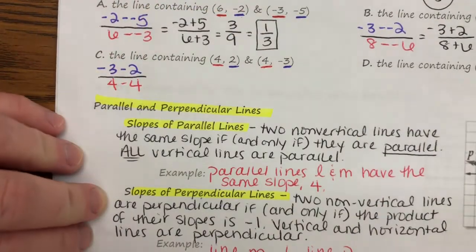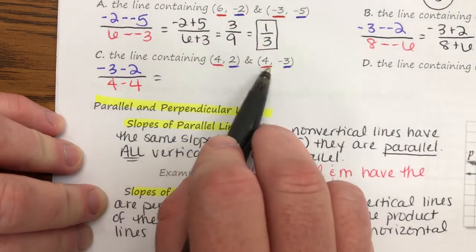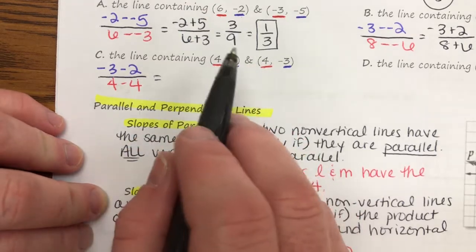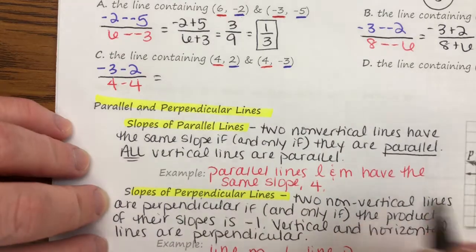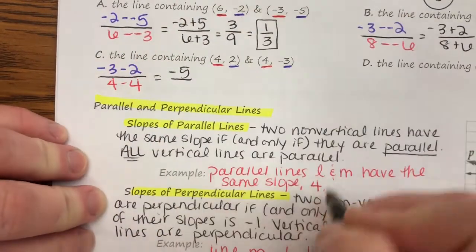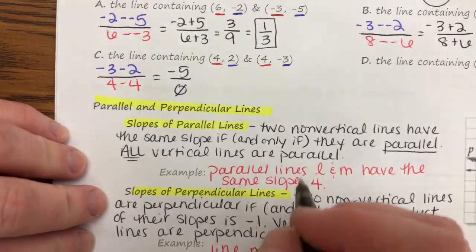Okay, so one thing I notice here is that both of my x values are the same. They're both 4, right? So what do we think our slope's going to be? What kind of line has the same x values for all its ordered pairs? -3 minus 2 is -5. 4 minus 4 is 0. So there is no slope.